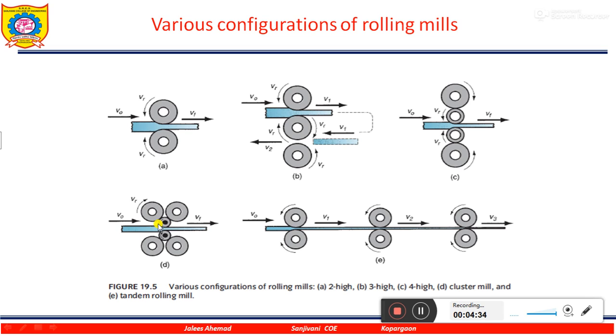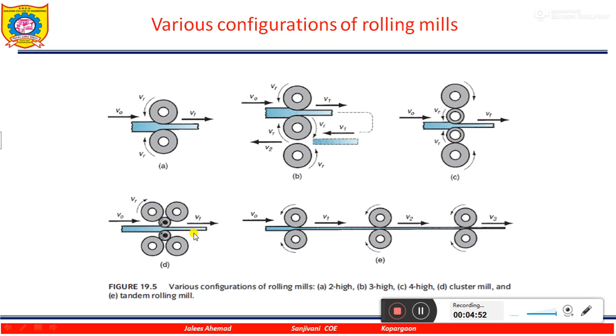These cluster mills are designed to reduce stainless or high carbon, high strength material, since any material when reduced increases its yield strength.